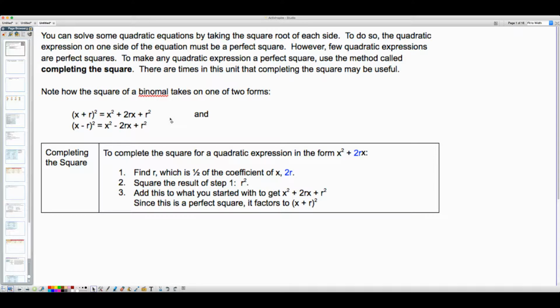It doesn't look like this. So to complete the square, you'll want to have an expression x squared plus 2r times x. What you want to do is find r, which is half of the 2r part, and then square it. So it takes on this form right here to look like a perfect square, and then you can make the squared binomial. If it's got a plus sign, it'd be like this. If it's got a minus sign, it'd be like this.